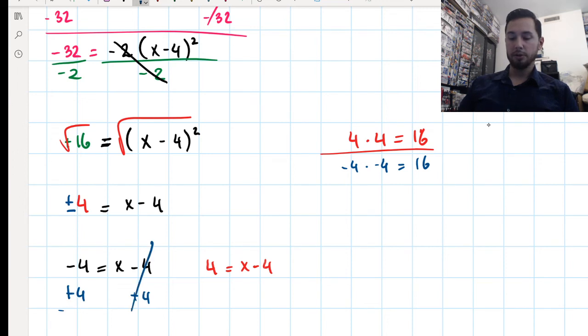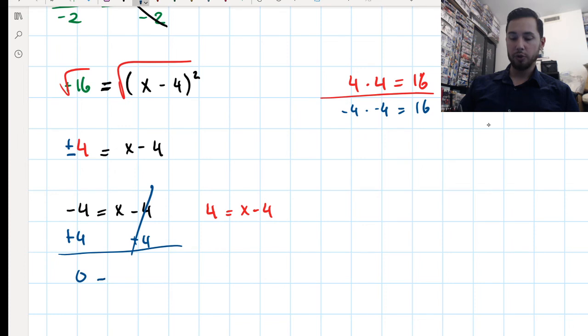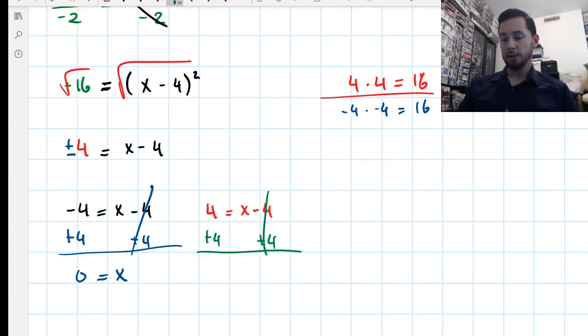This is going to cancel, and here negative 4 and positive 4 give me 0. So one of my x-intercepts is going to be 0. And on the other side, I'm going to do the same thing. So plus 4 to both sides. This is going to cancel, and 8 is equal to x. So my second x-intercept is going to be 8.